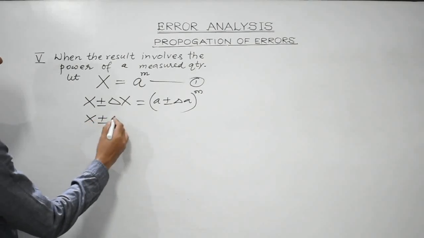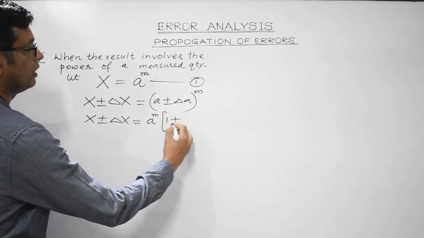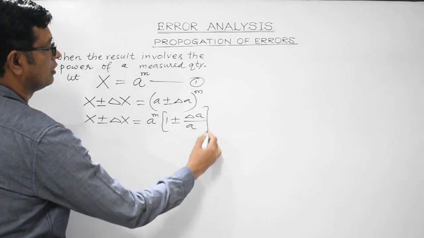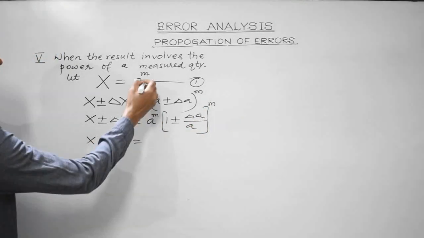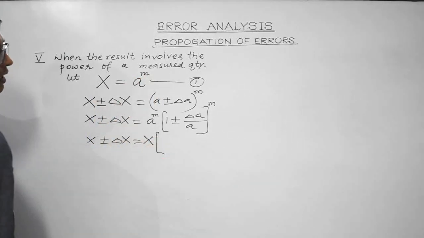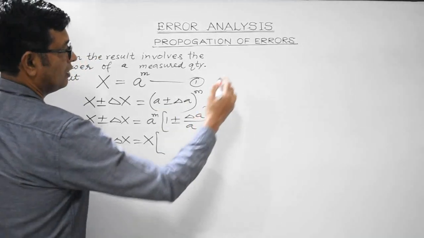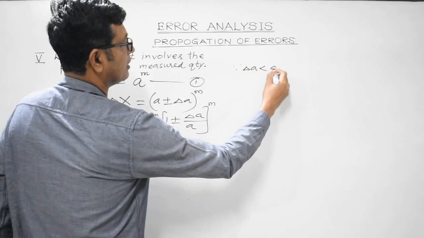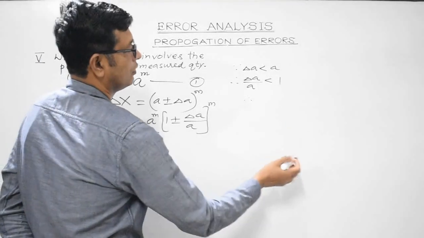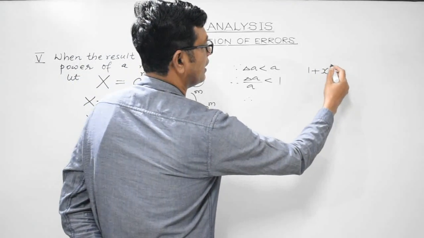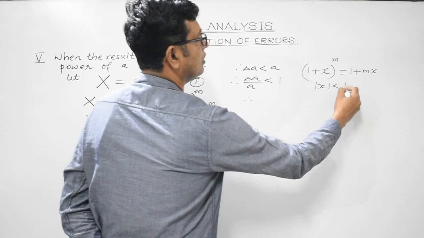So what we get is x plus minus del x will be equal to a to the power n, that can be taken as common, so we will be left with 1 plus minus del a by a to the power n, isn't it? So a to the power n is equal to x from equation 1. And students, this can be expanded using binomial theorem, right? Binomially we can easily expand it. So since del a is less than a, therefore del a by a is less than 1. Therefore, we can make use of this series, 1 plus x to the power n is equal to 1 plus nx. This is the condition.